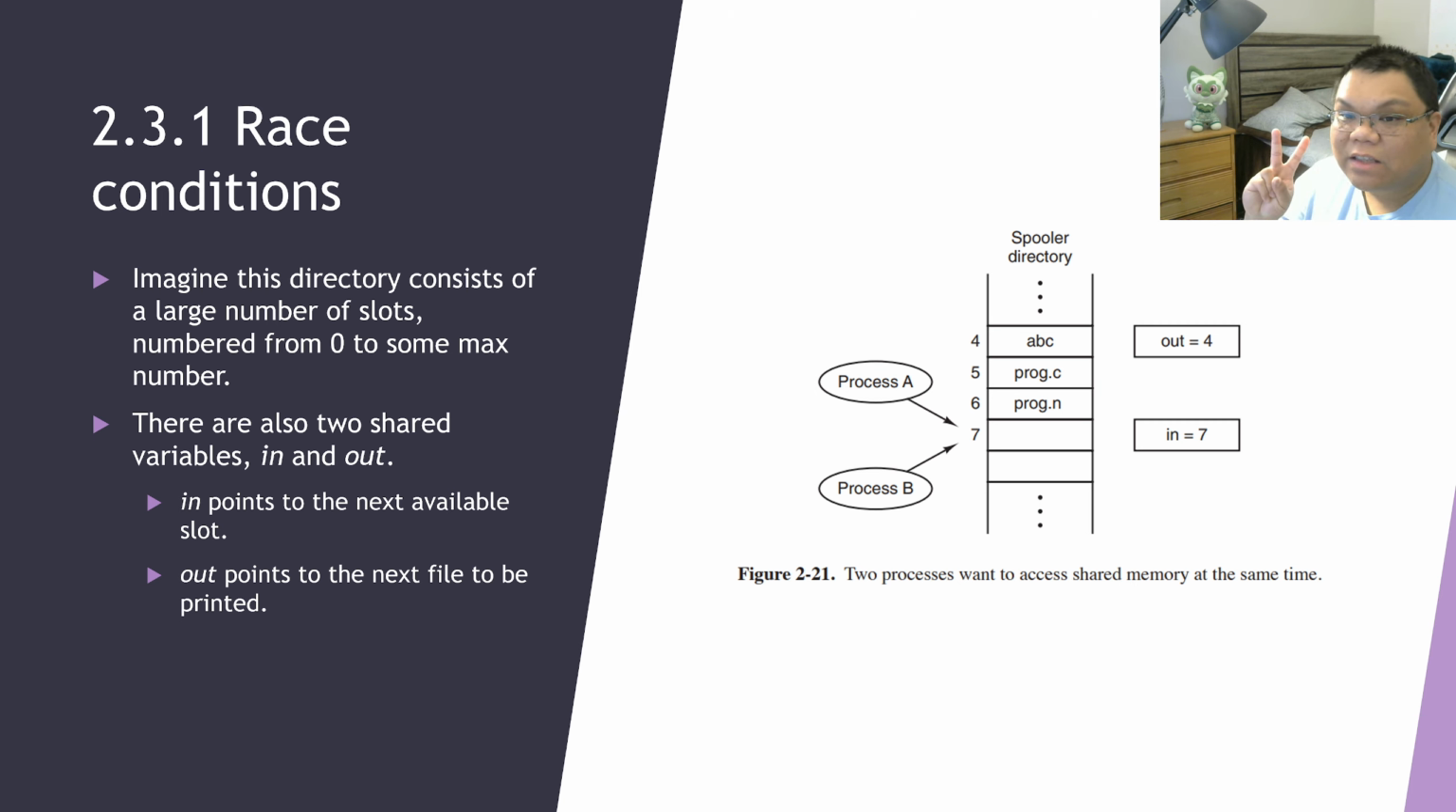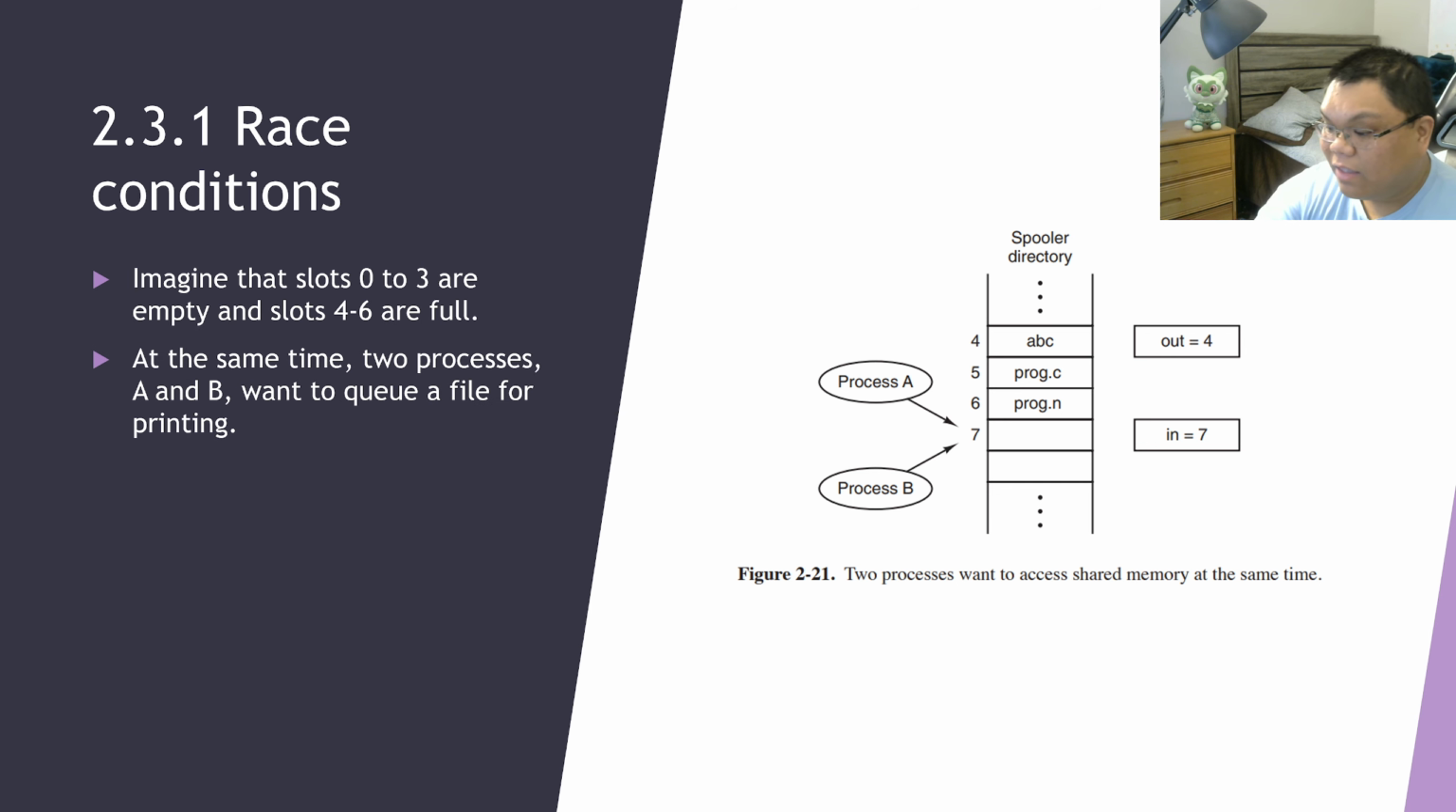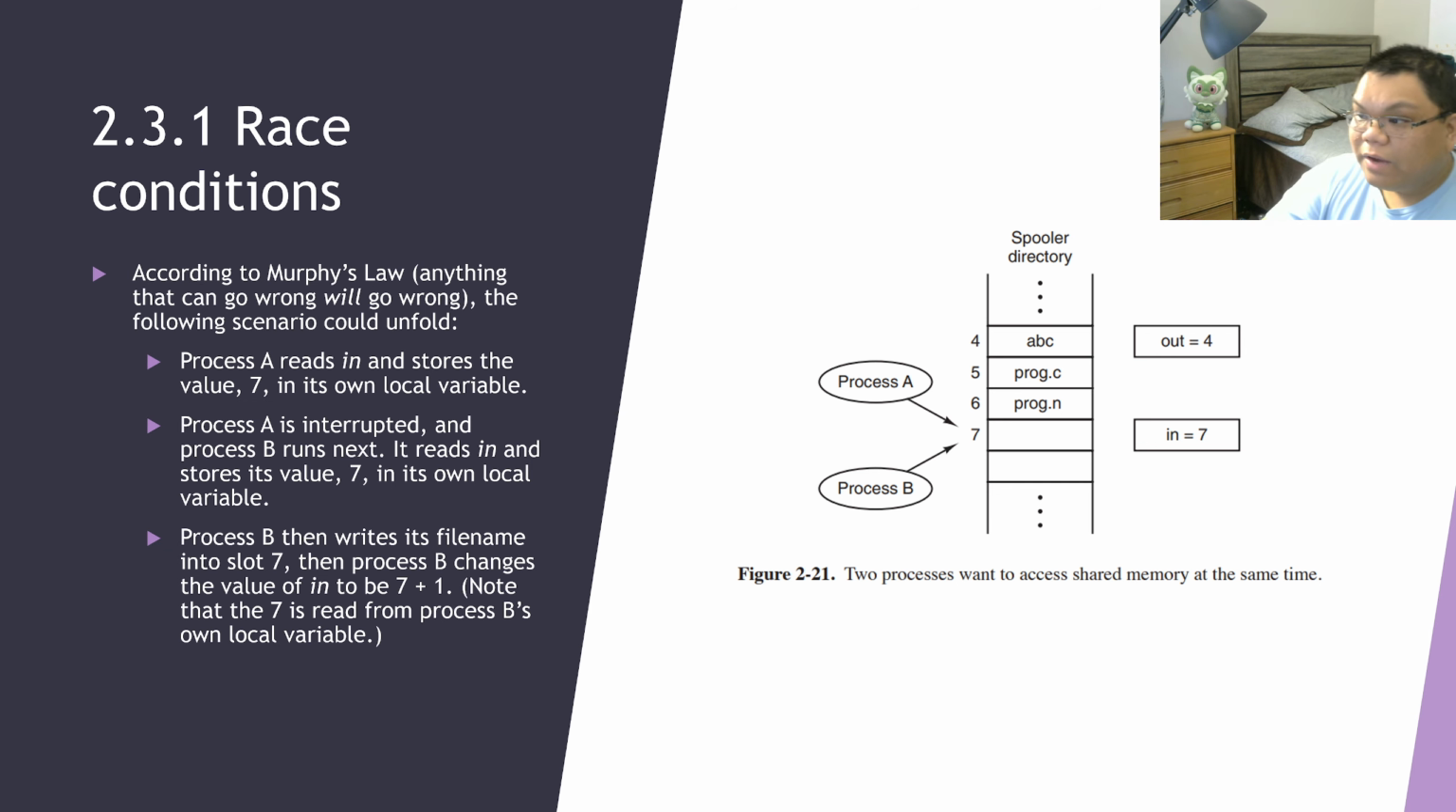Meanwhile, we have two processes coming in with files to print of their own. Process A reads the value of the in variable and stores it into its own local variable. Right before it writes its file into slot number 7, it's interrupted, and process B runs next. It reads in and stores the value of in into its own local variable. So process A and B have their own local variables that stored the value of in.